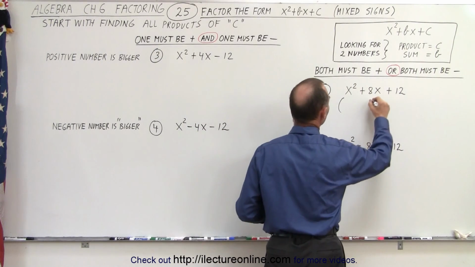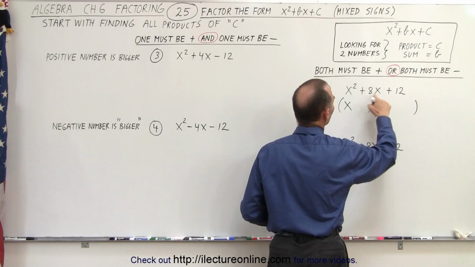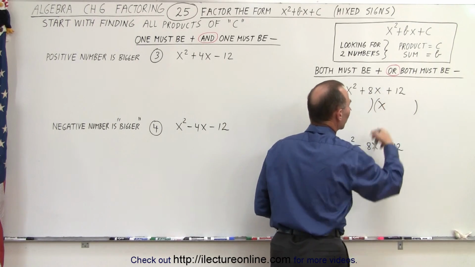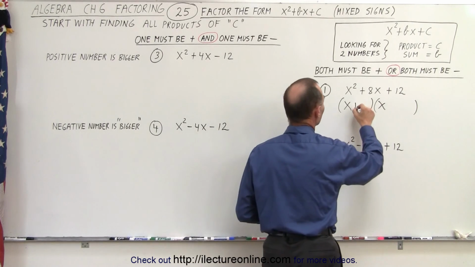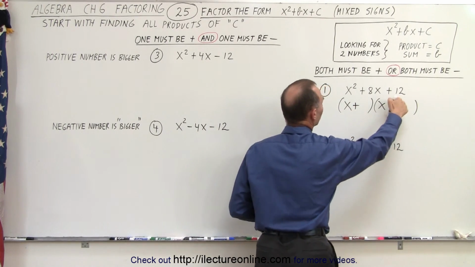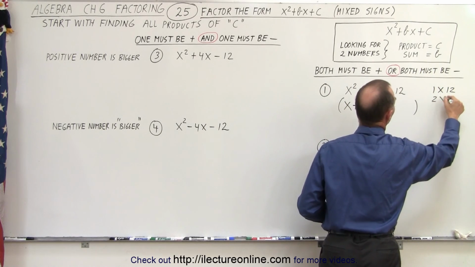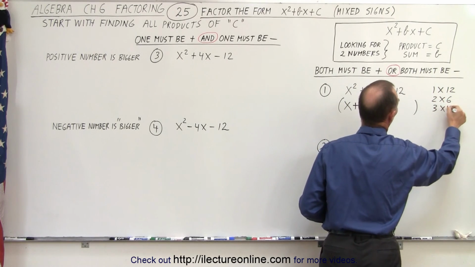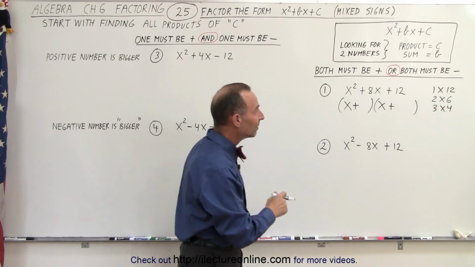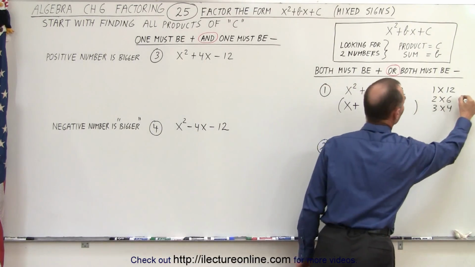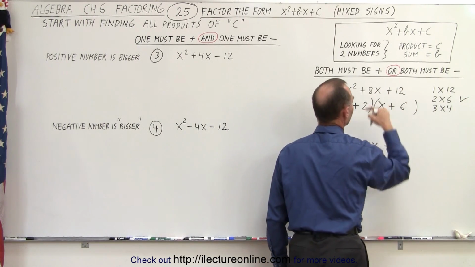So here we can see that we end up with x and x. And since both the middle term and the third term are positive, that means we must have positive signs in both of the binomials. Now to get the number 12, that can be by multiplying 1 and 12, 2 and 6, and 3 and 4. Notice which 2, when I add them together, give me 8. The only possibility is 2 times 6, so I need a 2 and a 6, because when I add them together, I get 8.